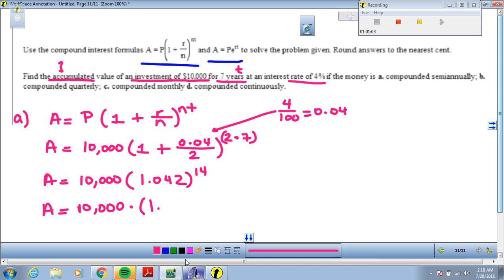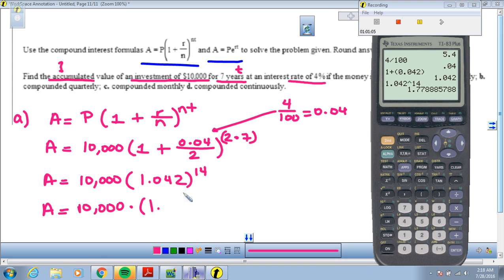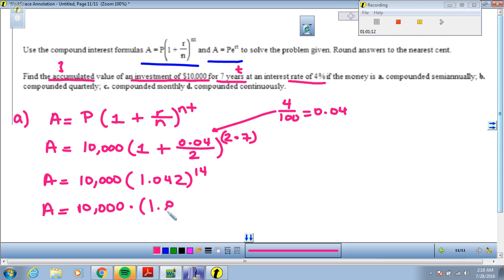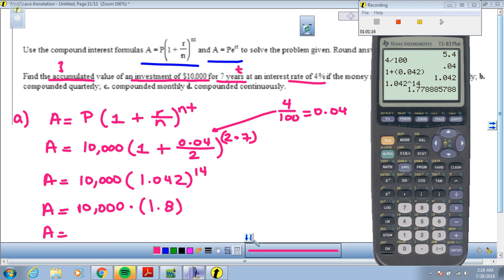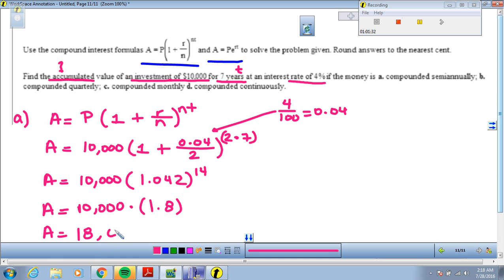That's 1. Let's round to 1 decimal place, to 1.8. So now you can multiply 10,000 times 1.8, 18,000. So this is money, right? We were talking about money.